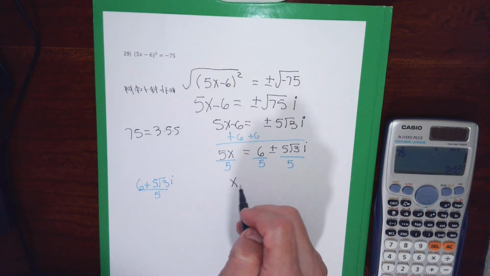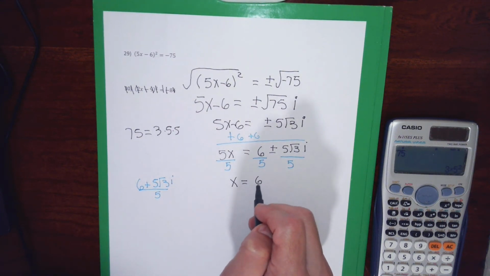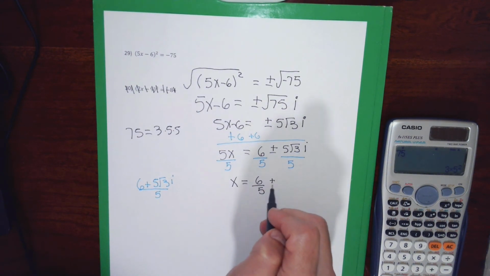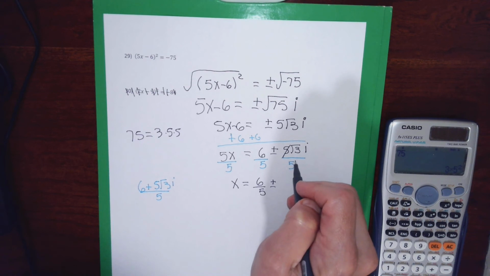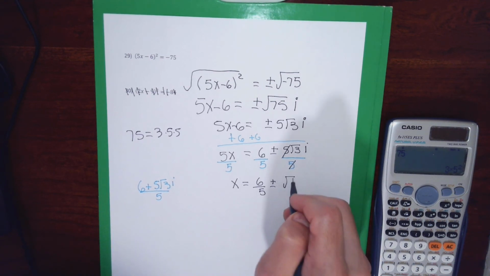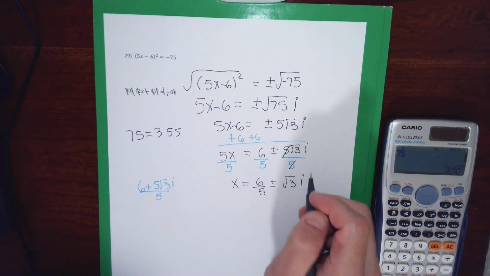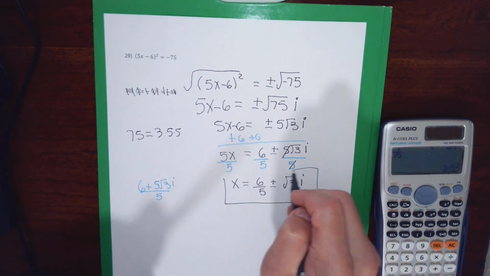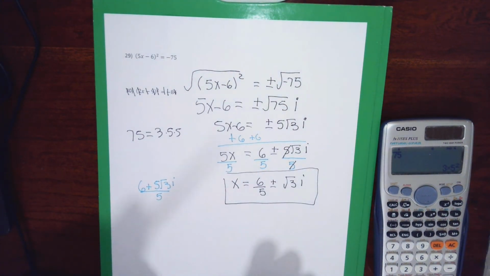The 5's cancel, leaves me with an x. The first fraction I'm going to write is 6 over 5. Second fraction, I'm going to cancel the 5's and get square root of 3 times i. I'm not going to make two separate answers because it has both a square root and an i.